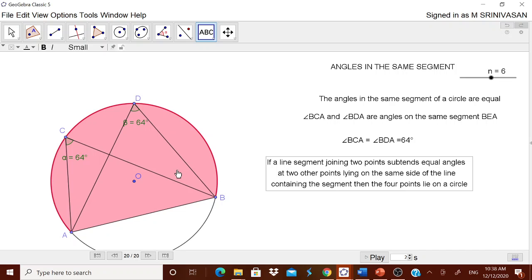You can ask them what are the 4 points which are lying. They can tell that, sir, it is A, B, C and D, because this AB is making equal angles at the points C and D. So the child will understand it.